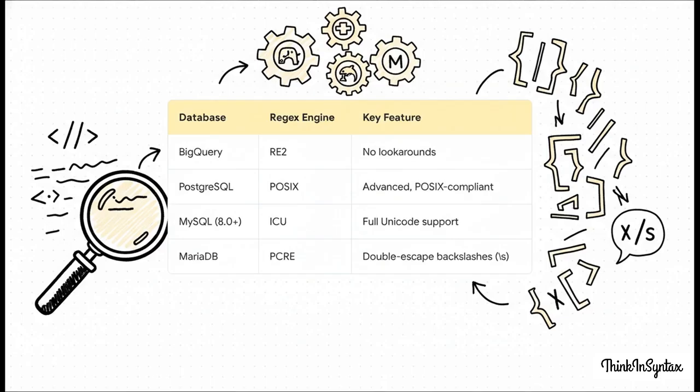A classic example is in MariaDB, where you often have to double escape your backslashes. So where you'd normally just write \s to find a space, in MariaDB, you've got to write \\s. It's a small thing, but it'll drive you crazy if you don't know about it.